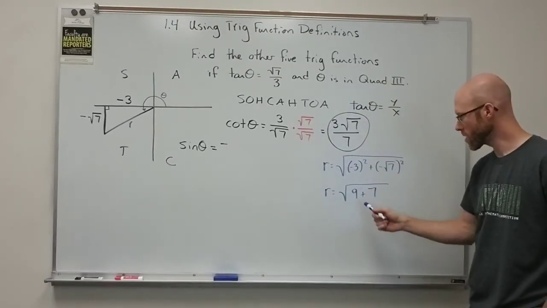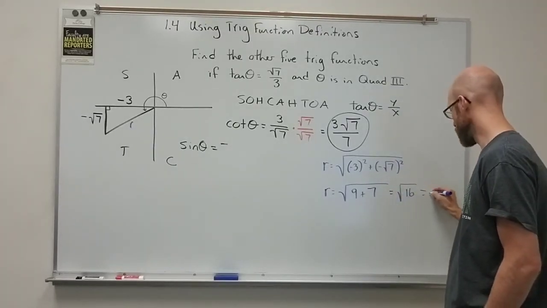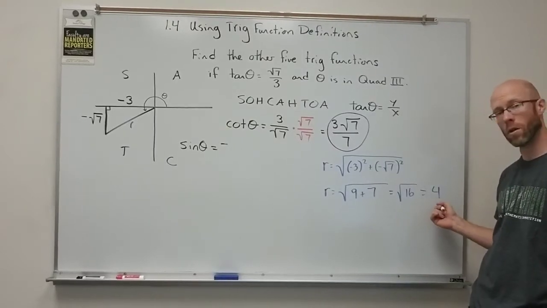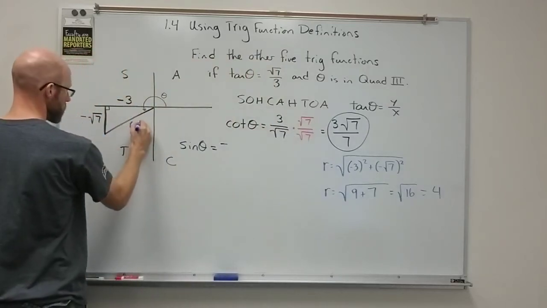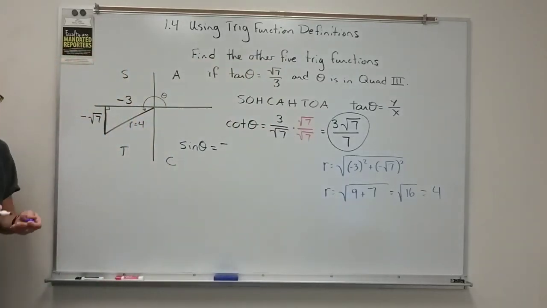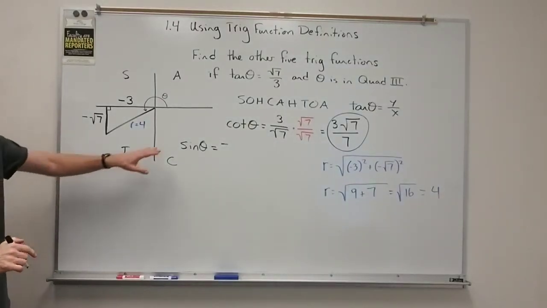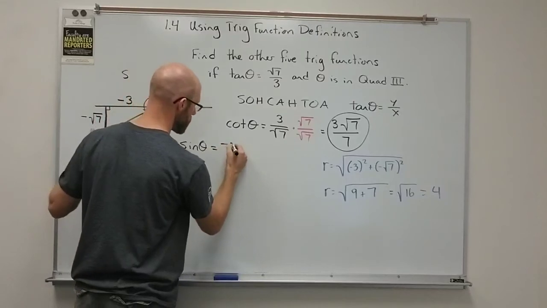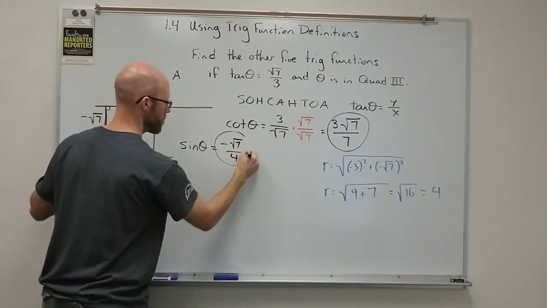And that works out kind of nicely because 9 plus 7 is 16, and the square root of 16 is 4. Okay, so I have a nice whole number for the radius r. So r is equal to 4. That works out well. Alright, so now my sine is going to be opposite over hypotenuse, so it's negative root 7 over 4. That one's not too bad.